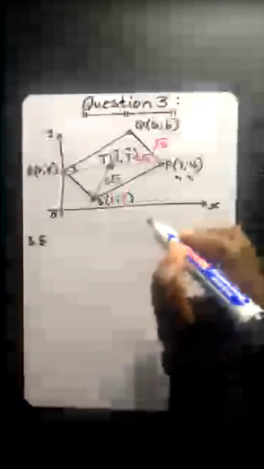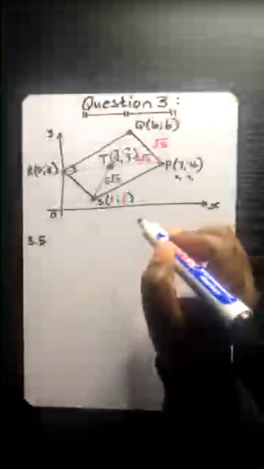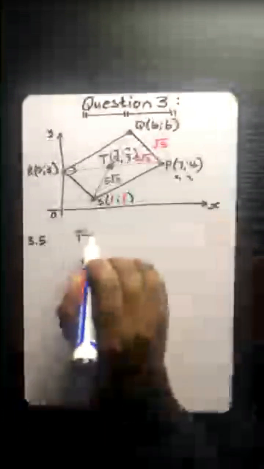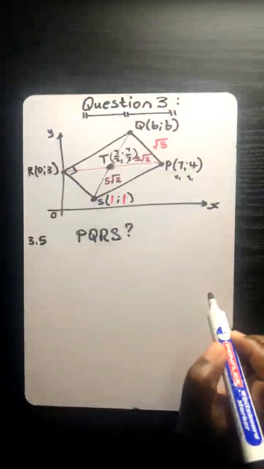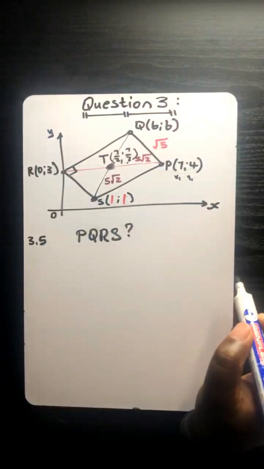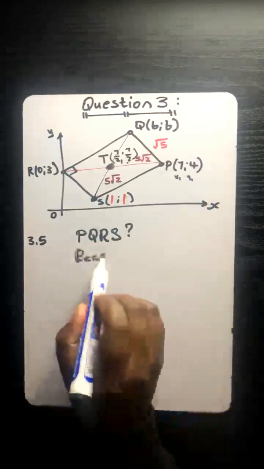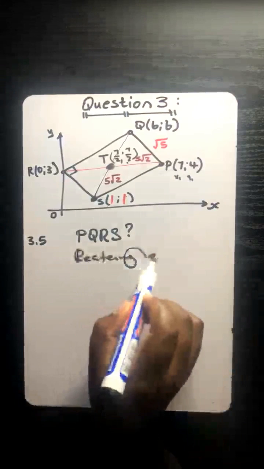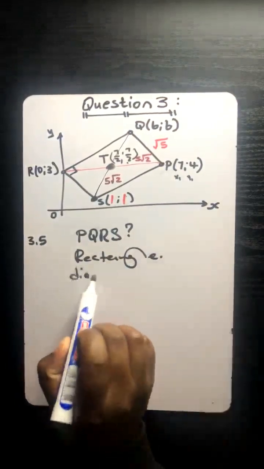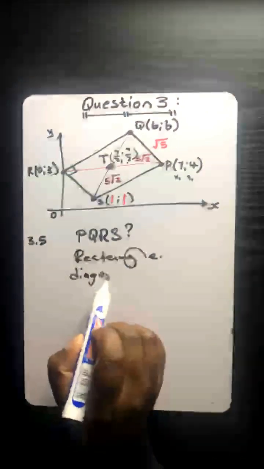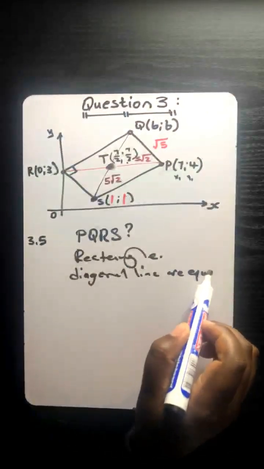So let's see, they're saying hence, what type of special quadrilateral is PQRS? And they say motivate your answer. It has to be a rectangle. Why? Because diagonal lines are equal.